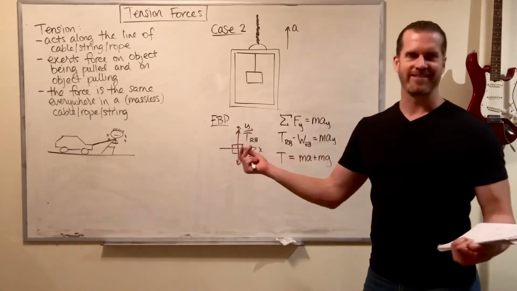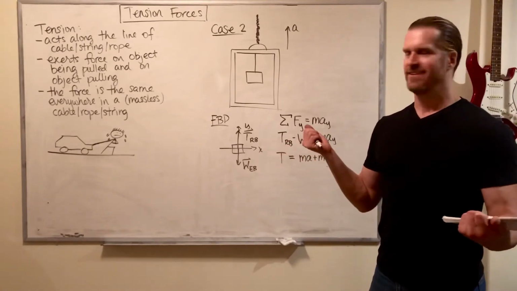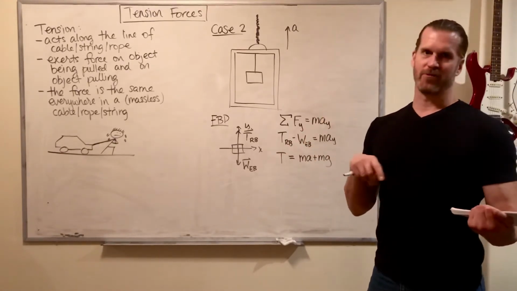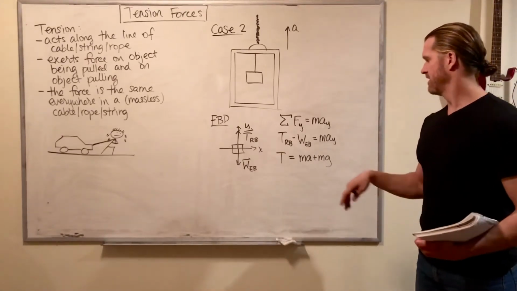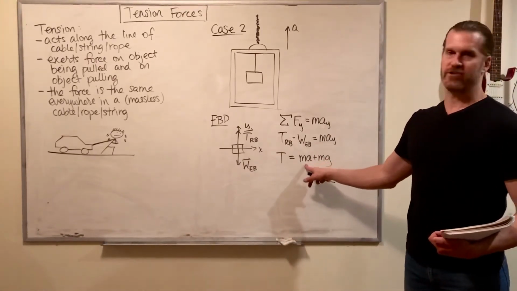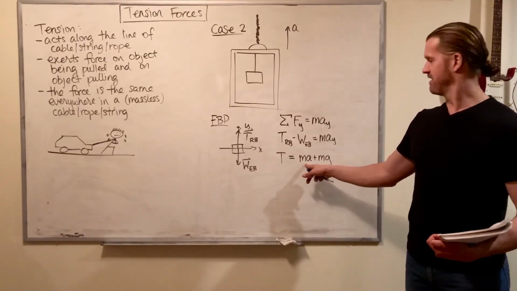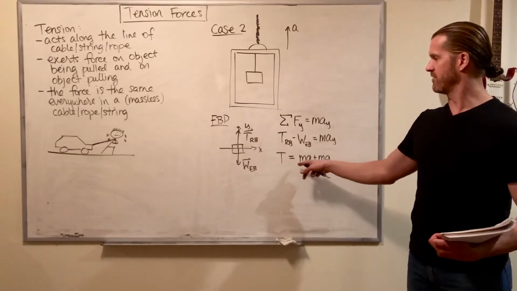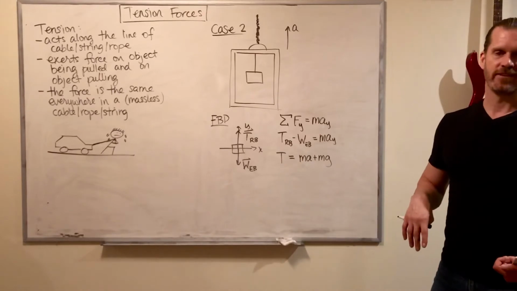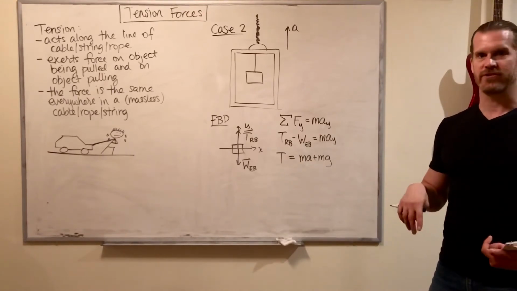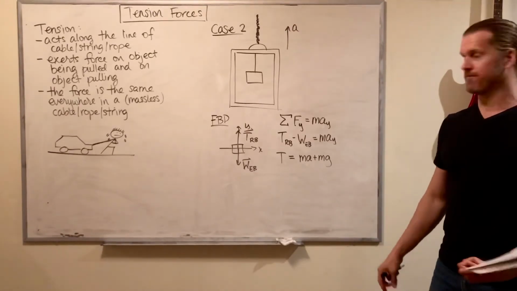That reminds me, tension forces are always pulling. You can't have a rope or string that's pushing. So if this downward acceleration were very large, at some point you would reach tension equals 0, and you can't ever have negative tension force. It can't push. The string will just squish and collapse.